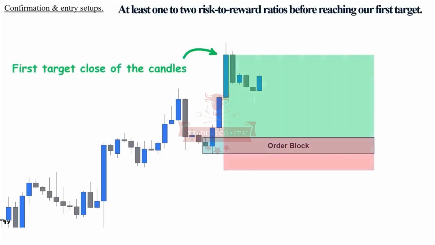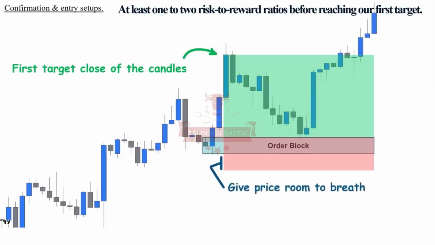So, if your setup has a 1 to 2 risk-to-rewards ratio, you can set your entry at the start of the order block and place your stop below the swing low to give the price room to breathe. If your order block is a tiny area, you can add more room for a stop to be safe in case of market fluctuations. But if your order block contains a large zone, you can have your stop a bit below the ending.